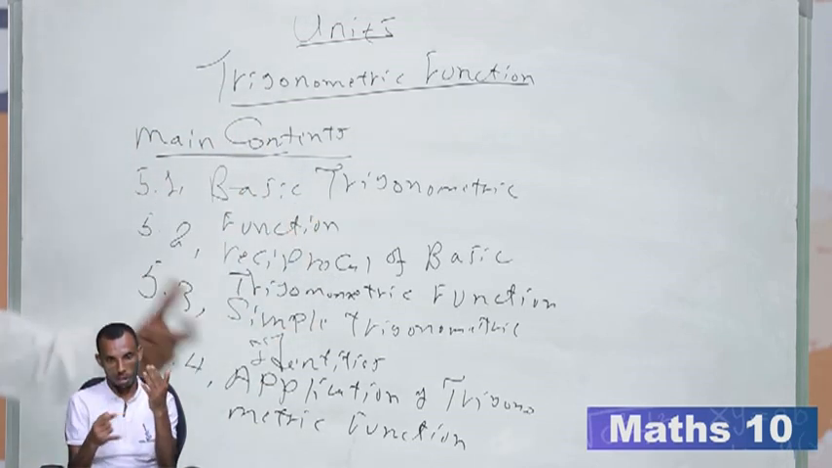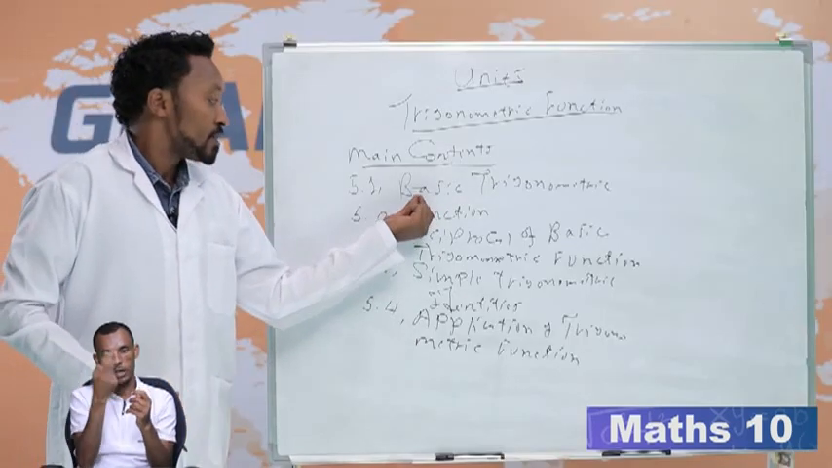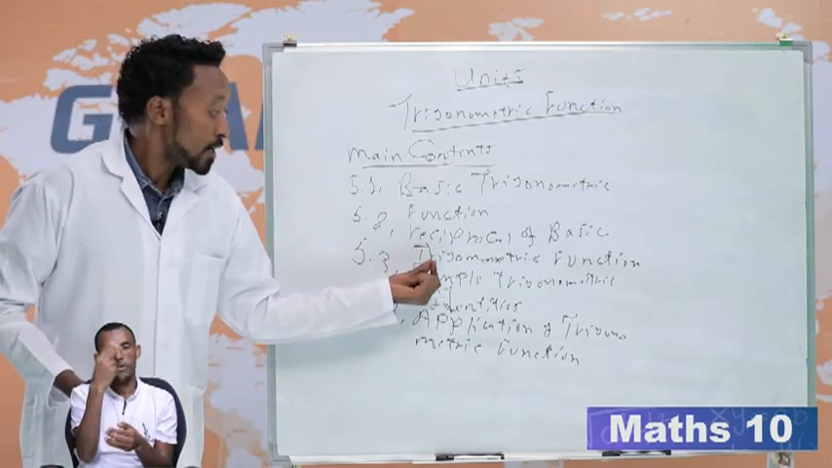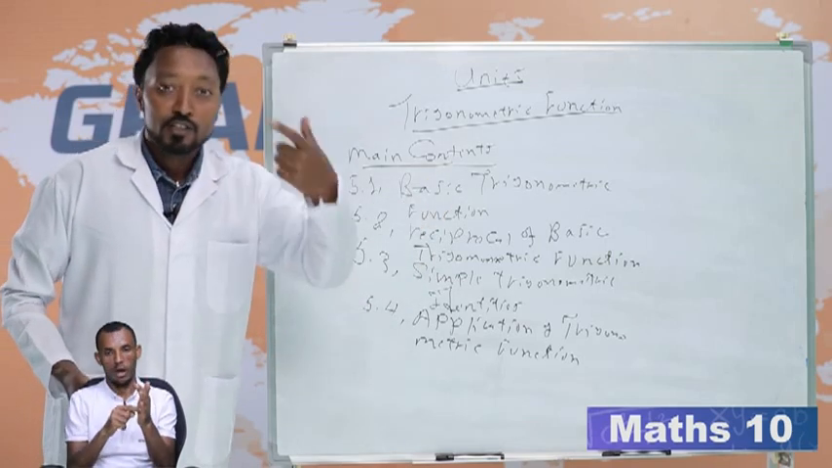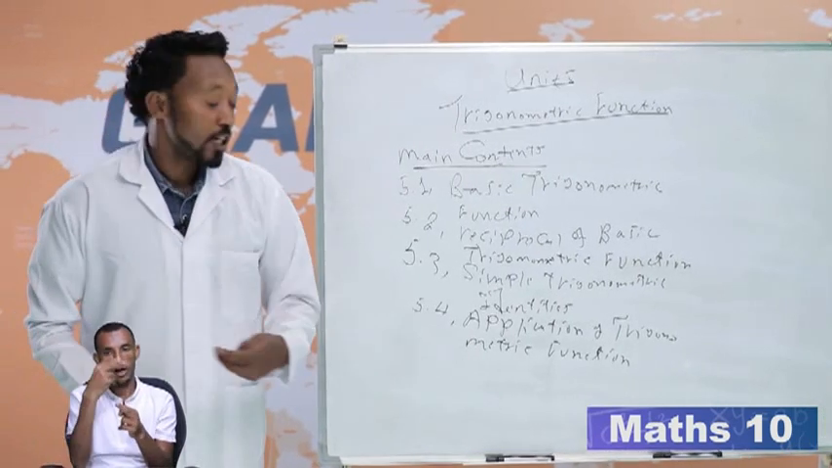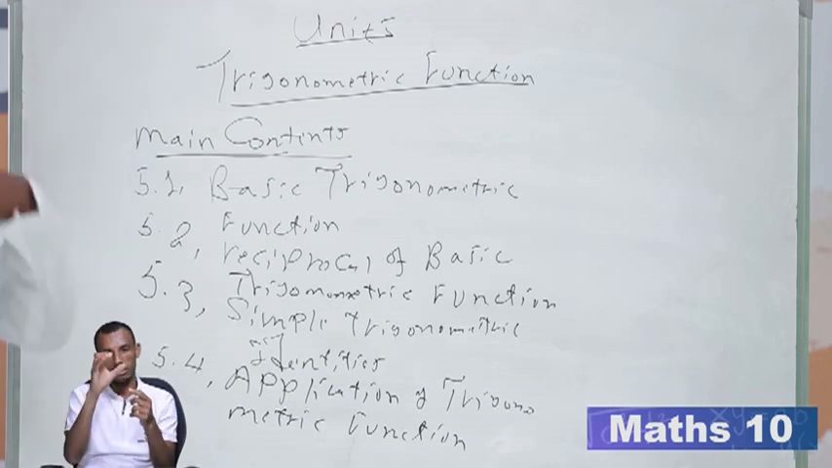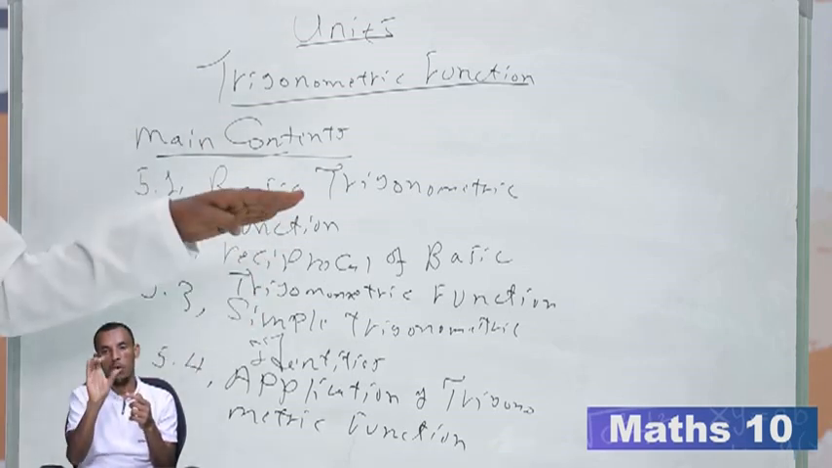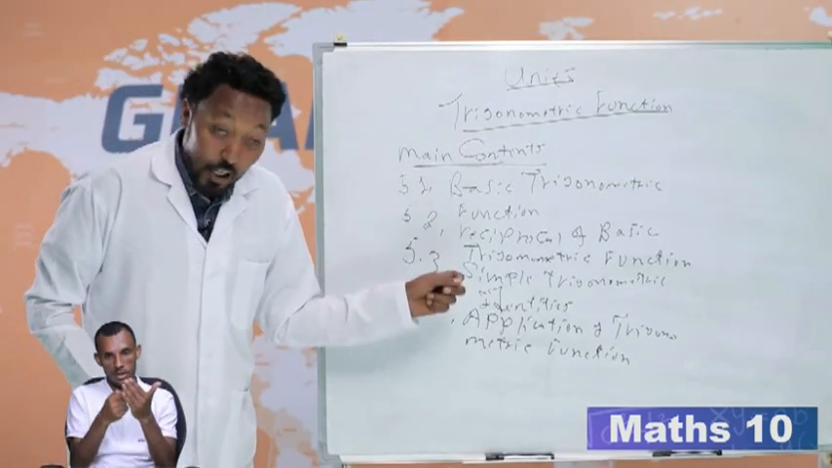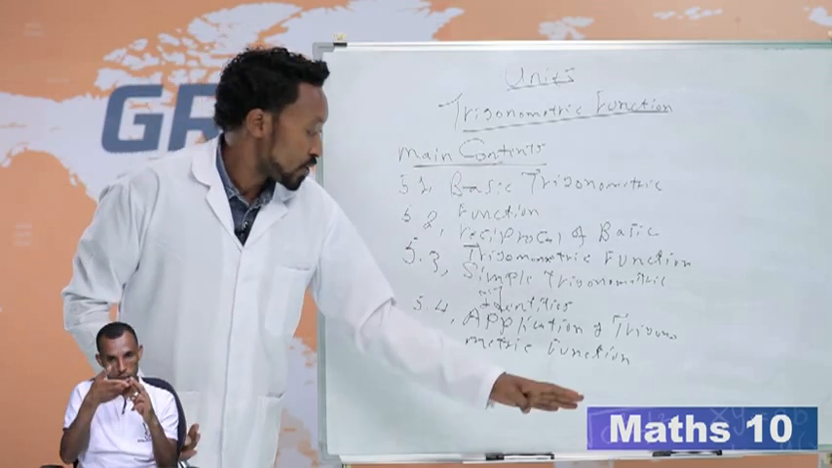The next one, reciprocal of basic trigonometric function, means what are the reciprocal functions for the above basic trigonometric functions. These basic trigonometric functions are sine, cosine, and tangent. There is a reciprocal function for each of these: cosecant function, secant function, and cotangent function. Therefore, in the second content, we will see the reciprocal of trigonometric function in detail.